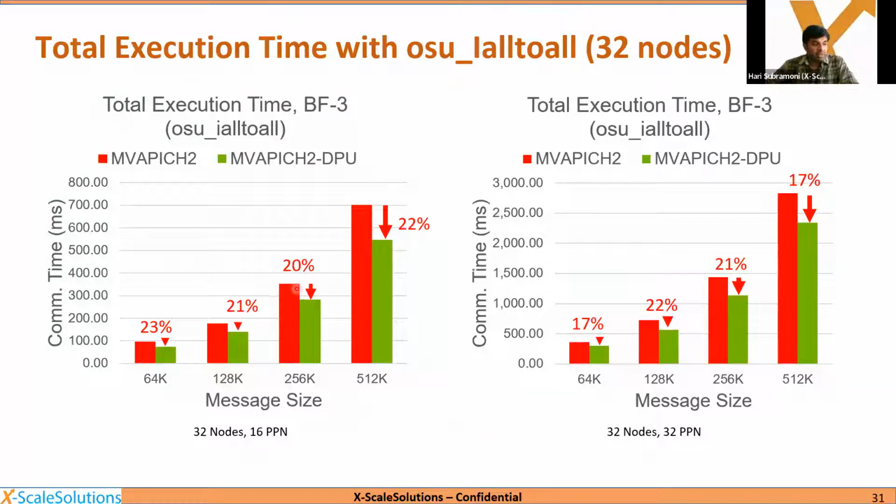Here we are showing the benefits of the DPU-based offload for an all-to-all with 32 nodes and 16 processes per node, and 32 nodes and 32 processes per node. As we can see, we are able to reduce the overall compute plus communication time by a significant margin by offloading certain communication operations to the DPU.